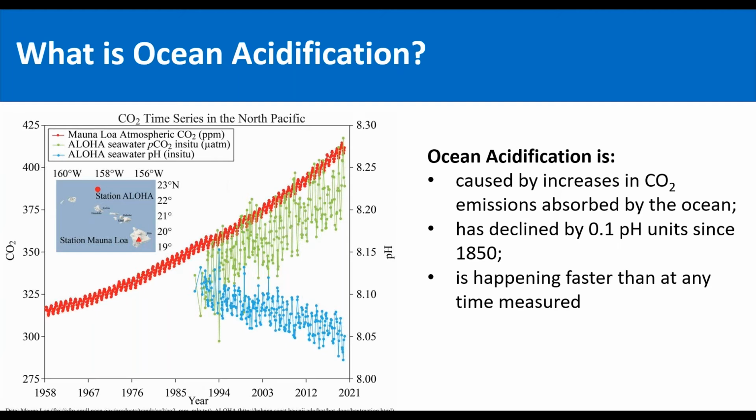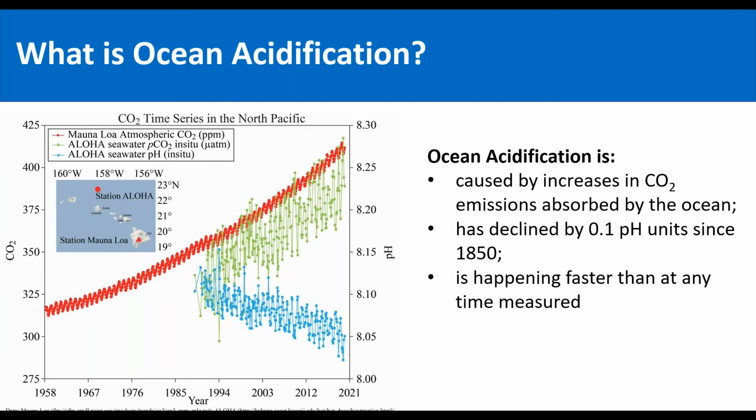You can see that in a nice visual representation over here from a very common curve. If you take a look at the curve here of CO2 as measured in Mauna Loa, also plotted on there in green and blue respectively are seawater CO2 and seawater pH units. What you can see is the steady increase in atmospheric CO2, and along the same lines, you see an increase in seawater CO2 and a fall in pH. We've seen a decrease since about 1850 of about 0.1 pH units, from about 8.2 to 8.1, and it's happening at a much faster rate than any time measured. So it's a very big concern.